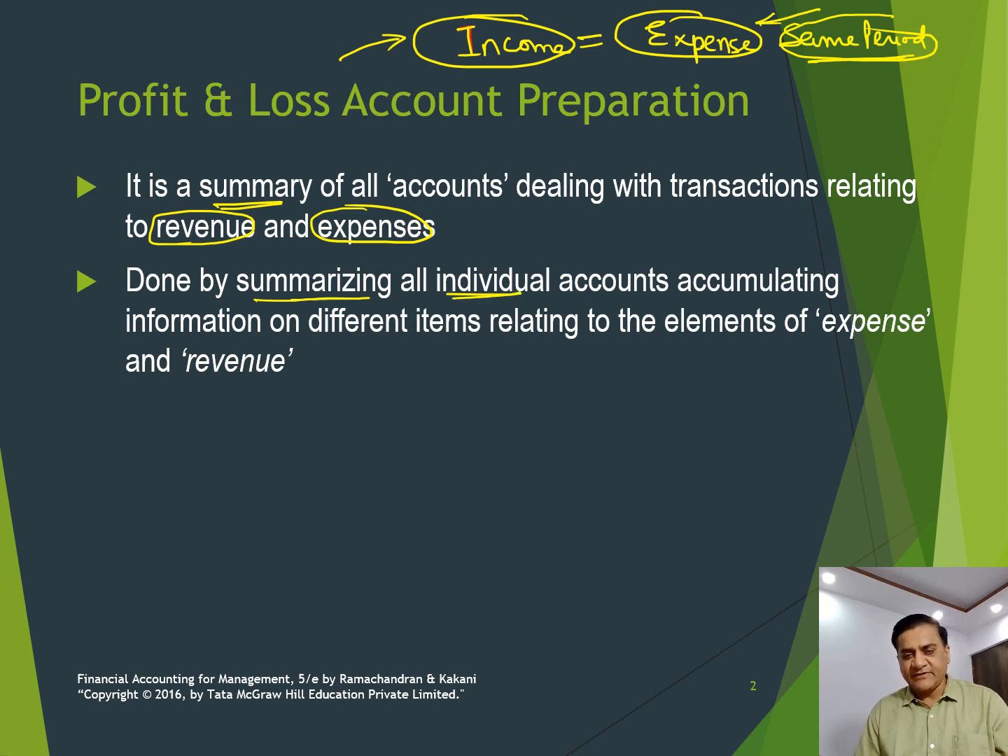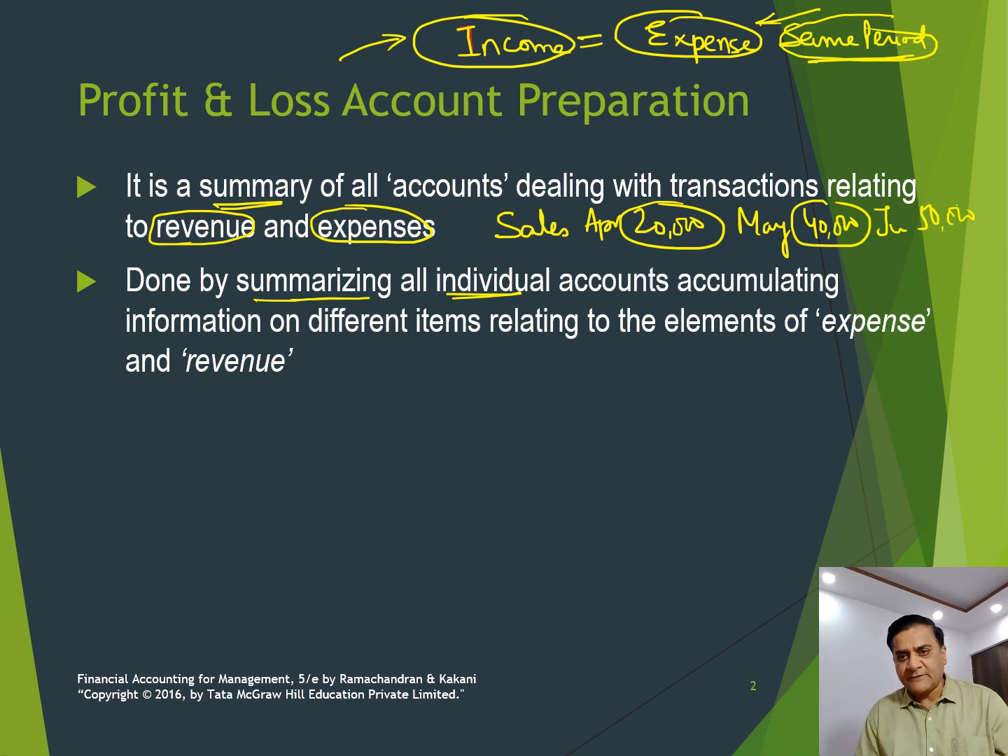Say for example, if I say the sales for the month of April was 20,000, May was 40,000, June was 50,000. I would say sales for the period were 20 plus 40 plus 50, 1,10,000 would be the sale. What I am doing is summarizing the total of sales and writing it as a single head, sales for the period, which is 1,10,000.